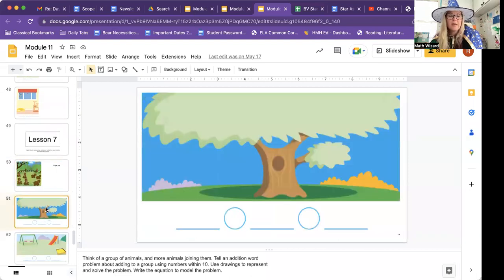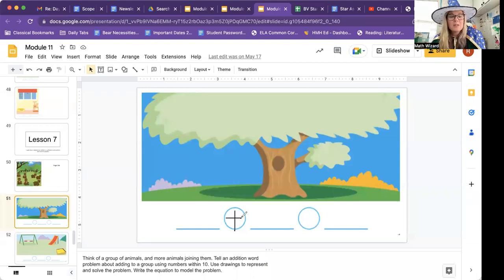You can pause this if you want while you're working. All right, next page. Here we go. Think of a group of animals and more animals joining them. Is that going to be addition or subtraction? What do you think? If we have 2 groups or we have a group and more is joining, it's going to be a plus. Yes, addition. So I'm just going to write that in there.